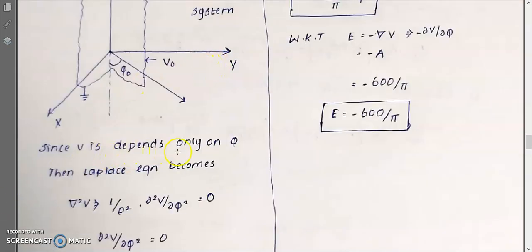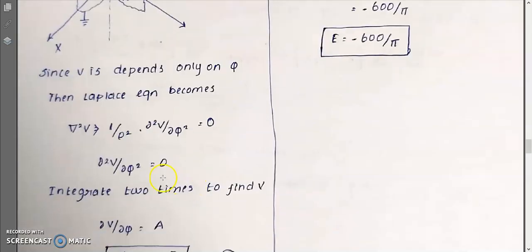Since V depends only on phi, the Laplace equation becomes del square V equals 1 by rho square into d square V by d phi square is equal to 0. Here rho and z are constant, so the 1 by rho square constant goes to the right-hand side, which is 0. So d square V by d phi square is equal to 0. I already told that we have to find out the voltage, so we have to integrate the equation two times, then we can get V, that is voltage.